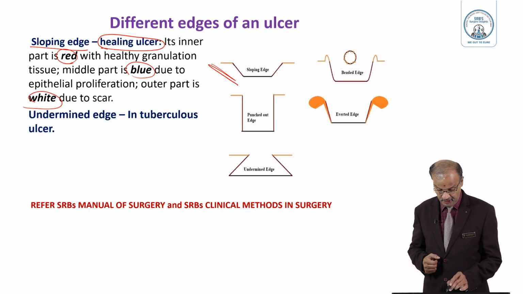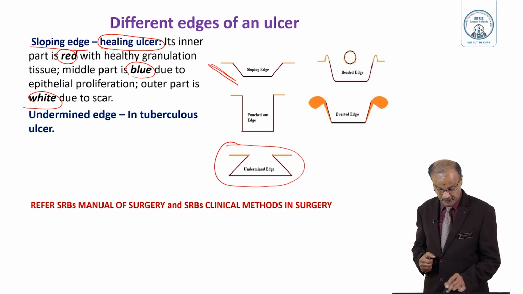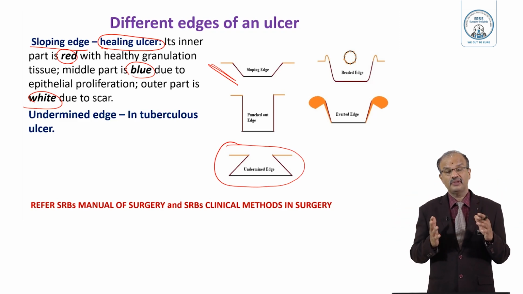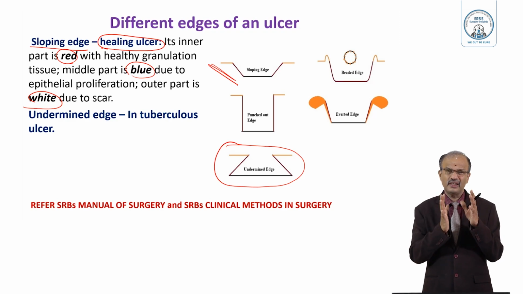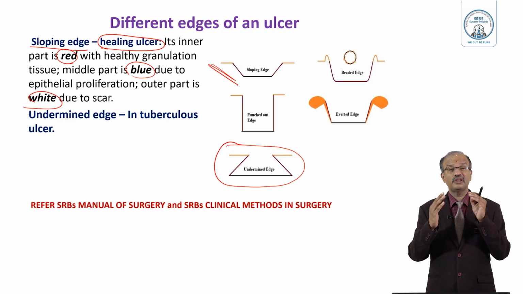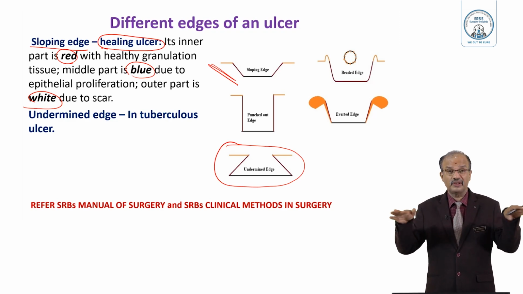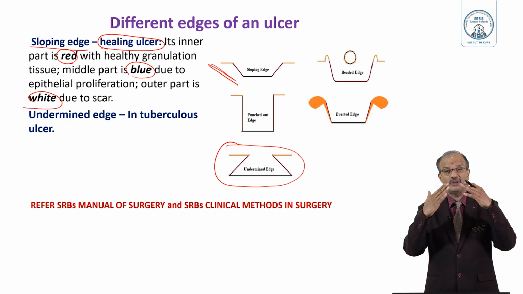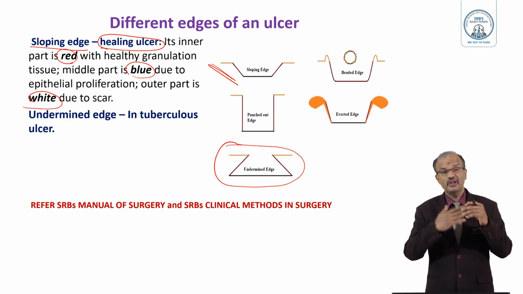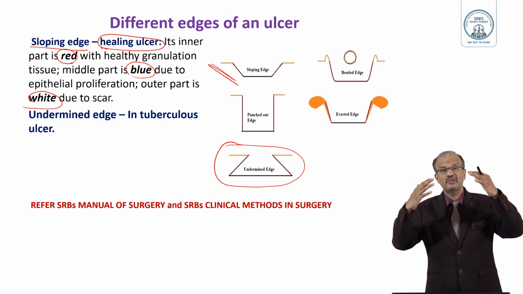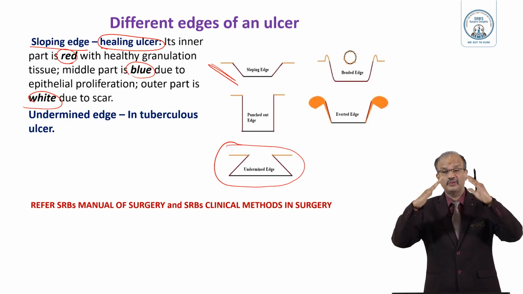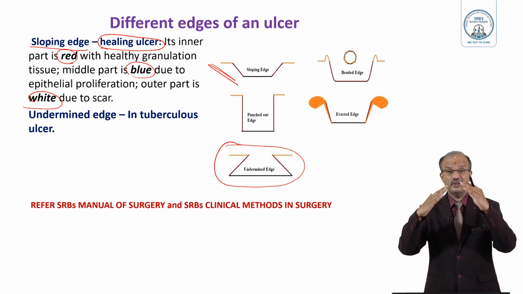So undermined edge, we can see this one, undermined edge. See that in tuberculous ulcer. Tuberculous ulcer is typically undermined because in tuberculosis there is simultaneous disease progression and attempted healing. So disease progresses faster in the deeper plane, whereas skin or epithelium is resistant to disease involvement compared to the deeper tissue. So there is some amount of immunological cells that gives resistance to disease progression in the lining. So there's a reason why tuberculous ulcer is undermined.